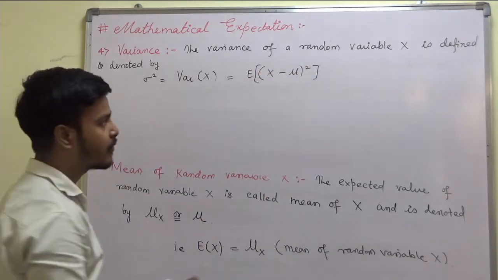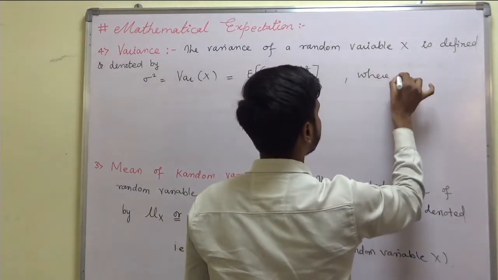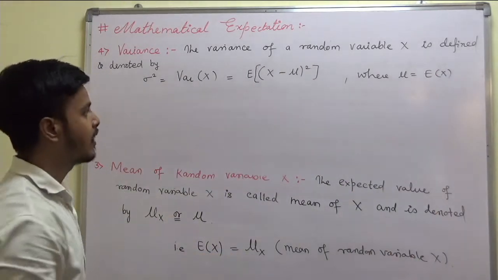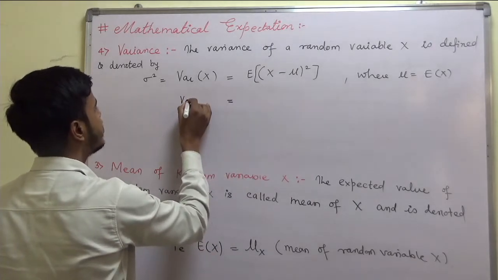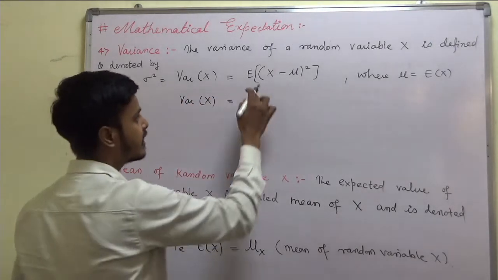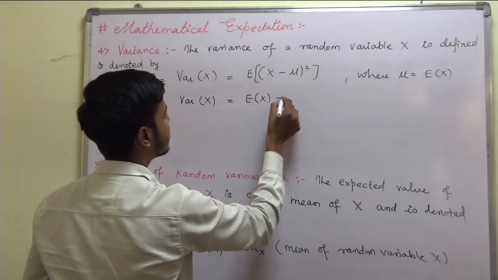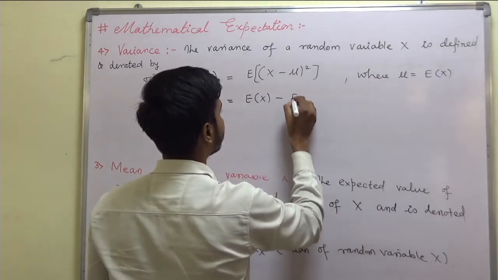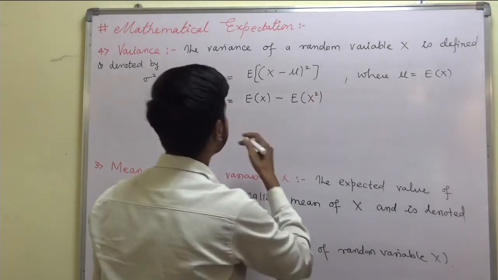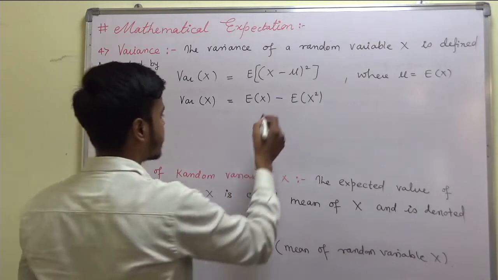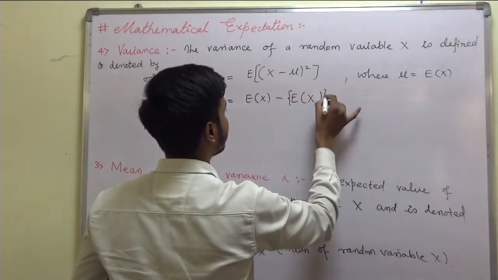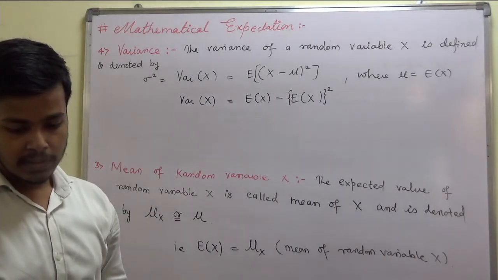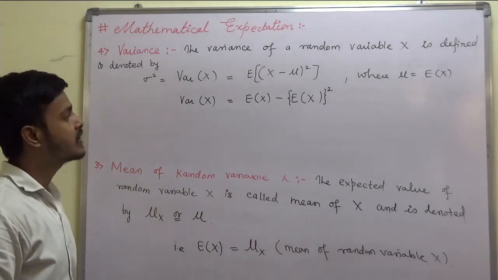Where this mu is nothing but expectation of x. This can also be written as variance of x is nothing but expectation of x minus expectation of x whole square. So variance of x can also be defined like expectation of x minus expectation of x whole square. Okay, so this is the definition of variance.